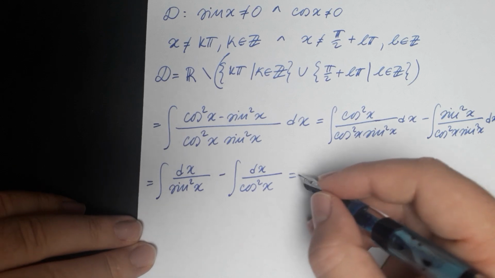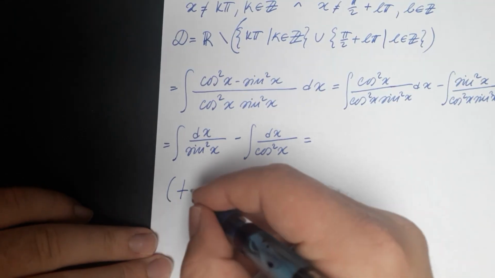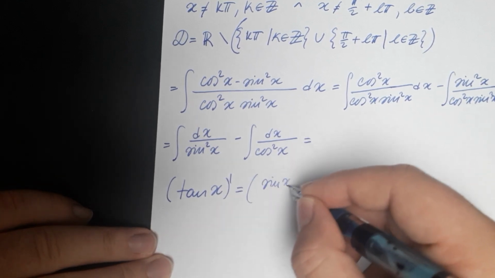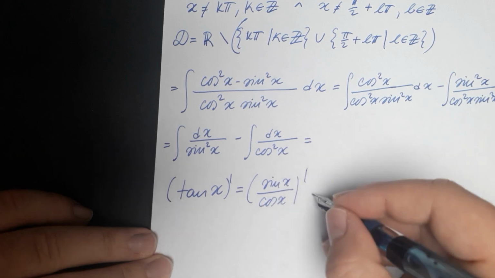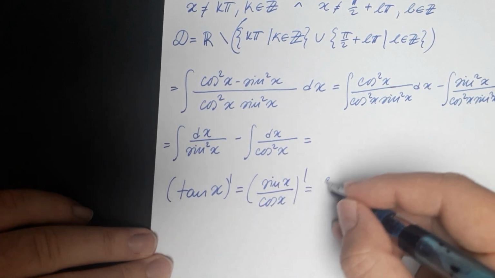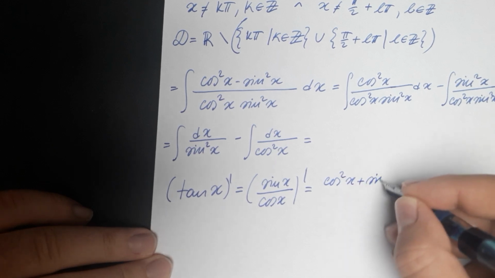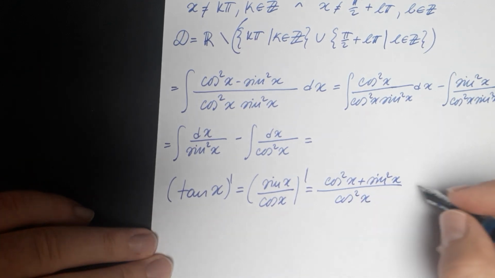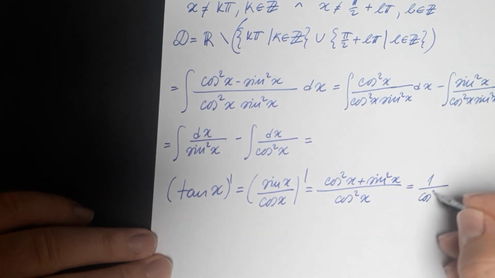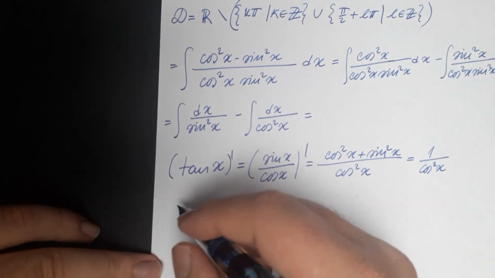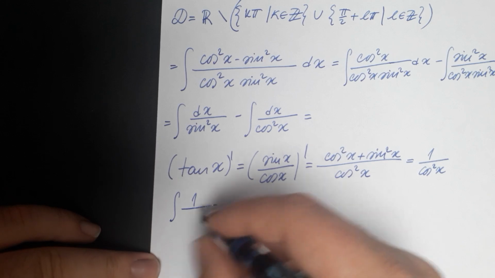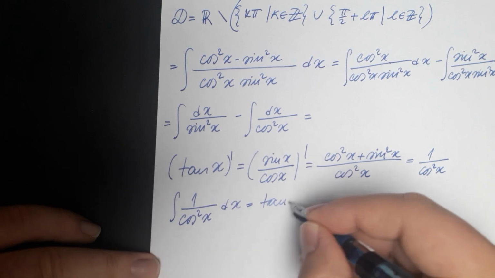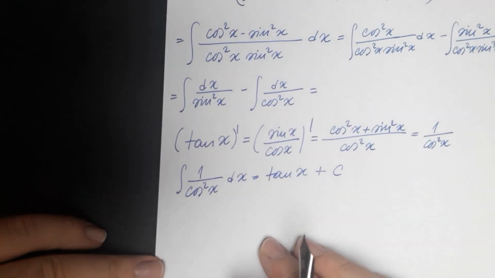And that is equal to, just to remember, the derivative of tan of x is equal to the derivative of sine of x divided by cosine of x, which is equal to cosine squared of x plus sine squared of x divided by cosine squared of x, which is equal to 1 divided by cosine squared of x. Well, that would mean that the integral of 1 divided by cosine squared of x dx is equal to tan of x plus an arbitrary constant c.